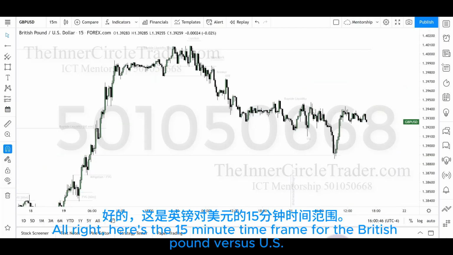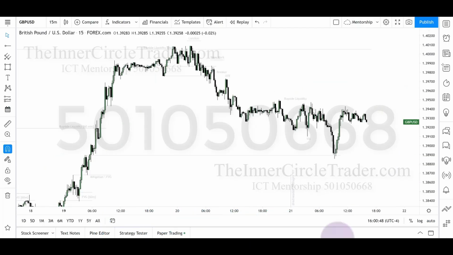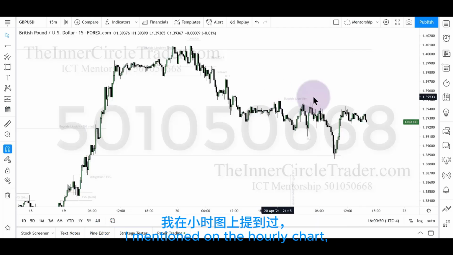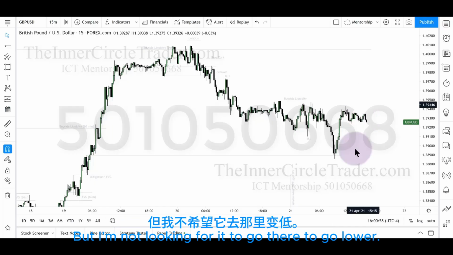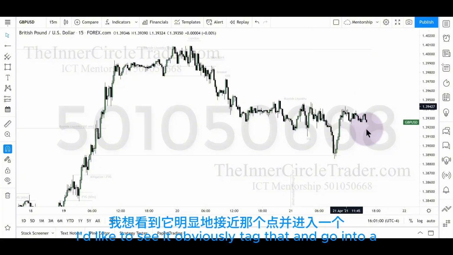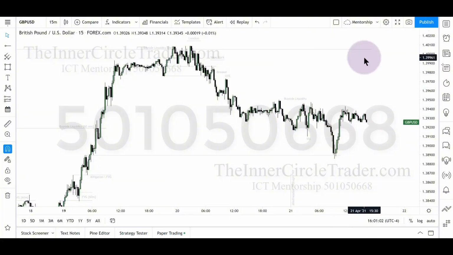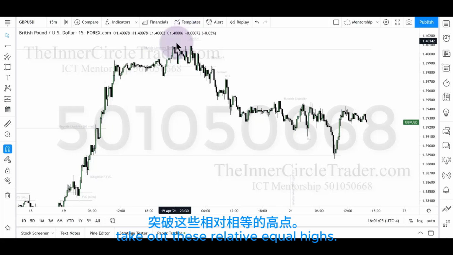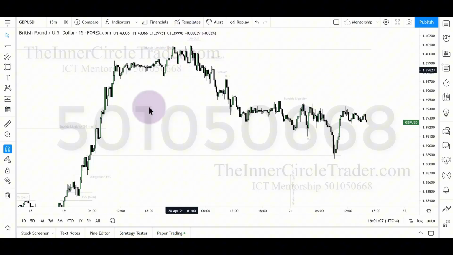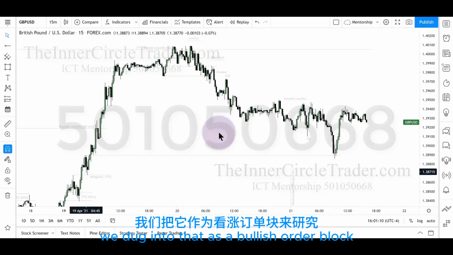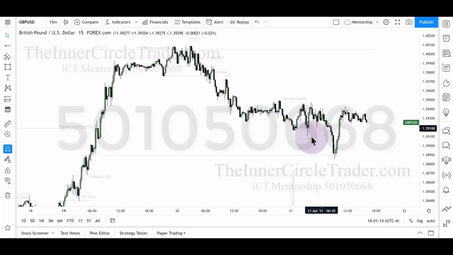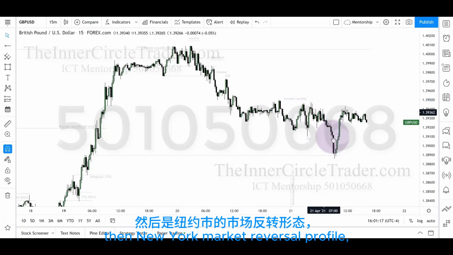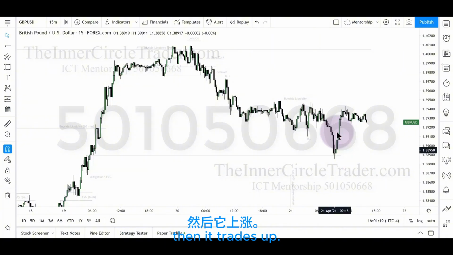All right, here's the 15-minute time frame for the British pound versus US dollar. And again, you can see the buy side liquidity pool here I mentioned on the hourly chart. There's relative equal highs. That to me is the next short-term premium array, but I'm not looking for it to go there to go lower. I'd like to see it obviously tag that and go into a more aggressive run to take out these relative equal highs. These two down close candles here, we dug into that as a bullish order block after taking sell side liquidity out. So overall we had London, then New York market reversal profile, then it trades up.